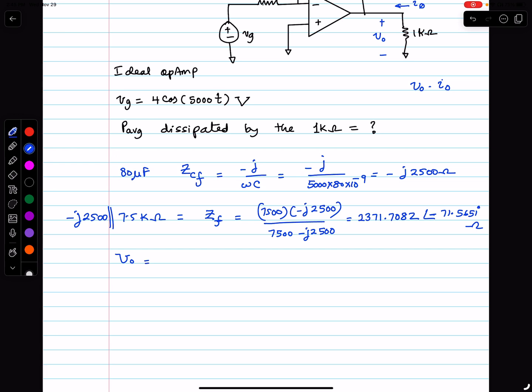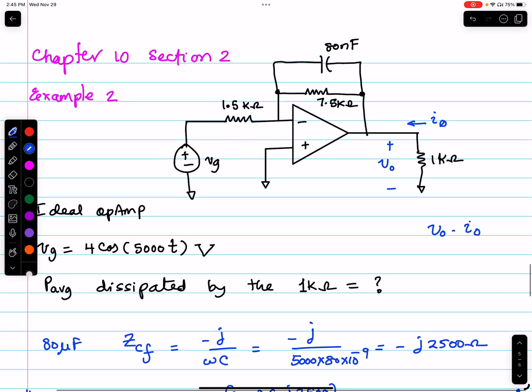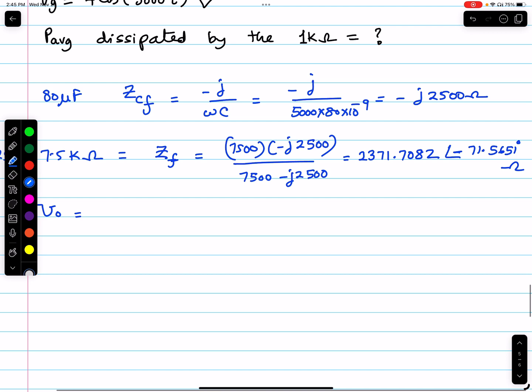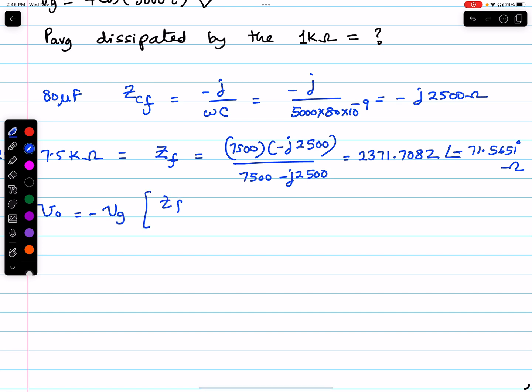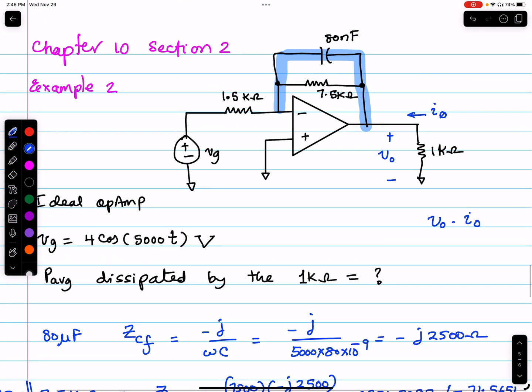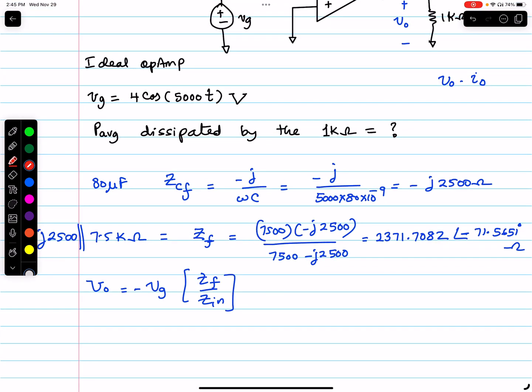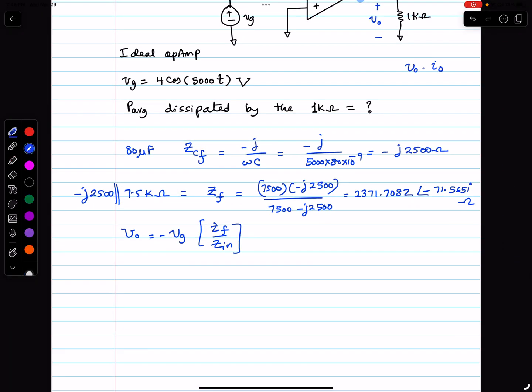How do we calculate VO? Notice that this op amp is in negative feedback configuration. In the negative feedback configuration, V output is nothing but negative VG times ZF over Z in. ZF we just calculated, and Z in is nothing but the impedance, 1.5 kilo ohms. So let's solve that problem.